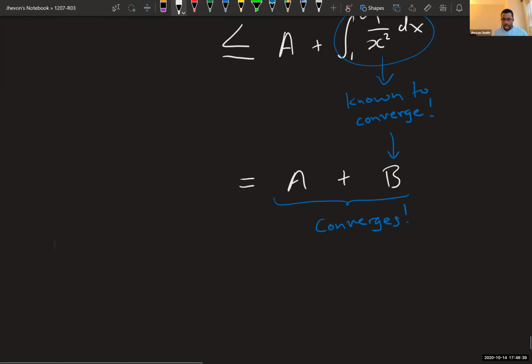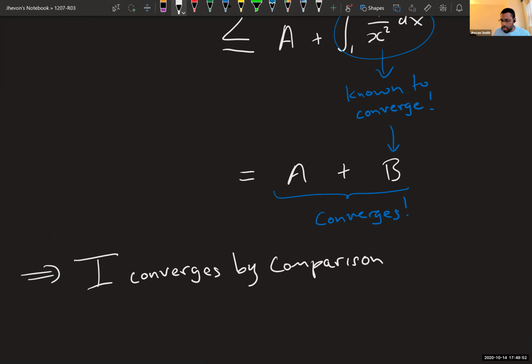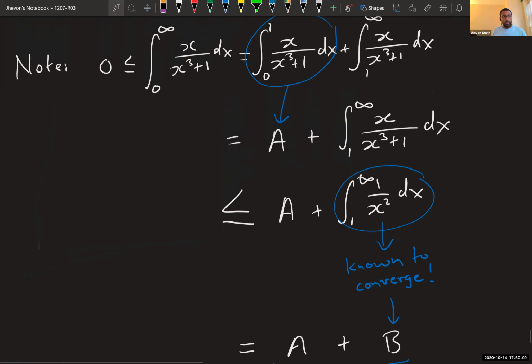So therefore I can say the integral converges by the comparison theorem. Now, whenever you're using the direct comparison theorem, you don't have to say "direct comparison theorem." Normally, if you just say comparison theorem, it's assumed that you're talking about the direct one. If you're using the limit comparison theorem, you have to emphasize that you're using the limit comparison theorem. But yeah, you can do that.